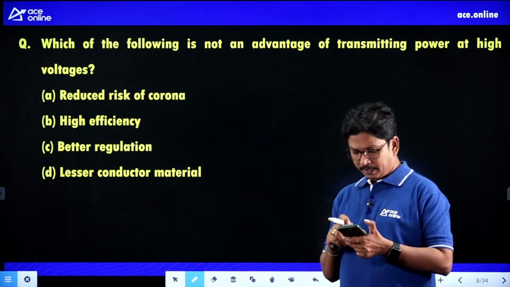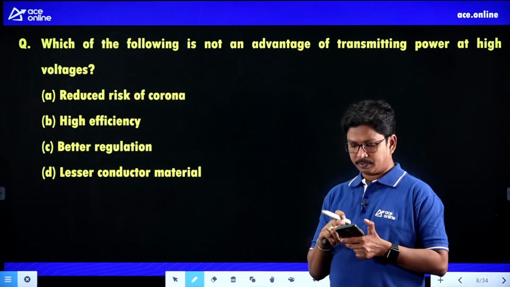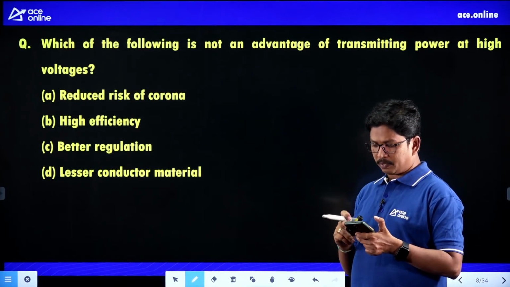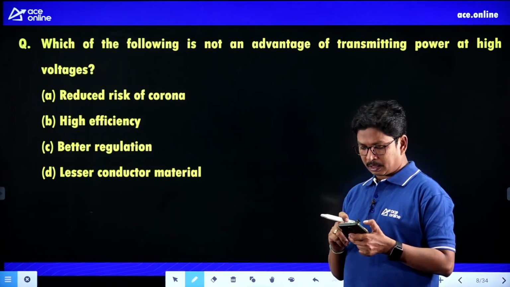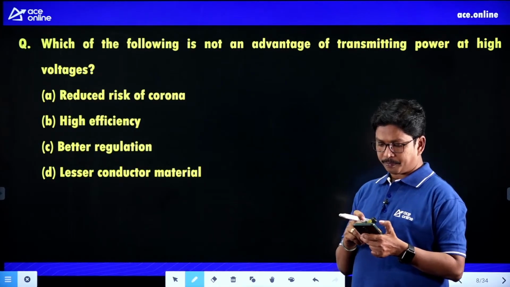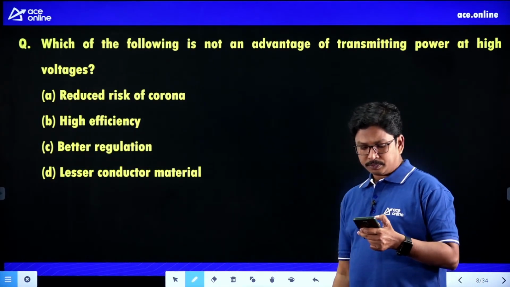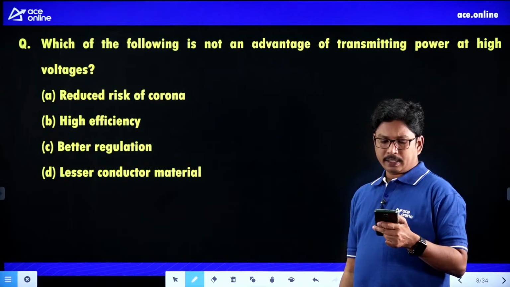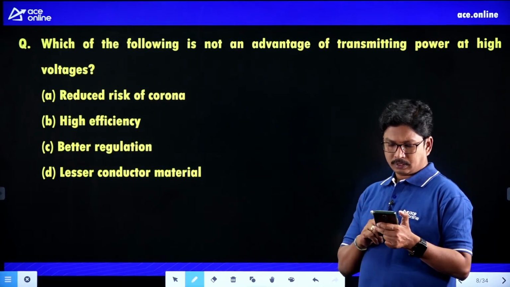Yeah, good evening Anita, good evening. Which of the following is not an advantage of transmitting the power at high voltages? Try to give the answer students. What is the answer for this question? Good evening Anita.